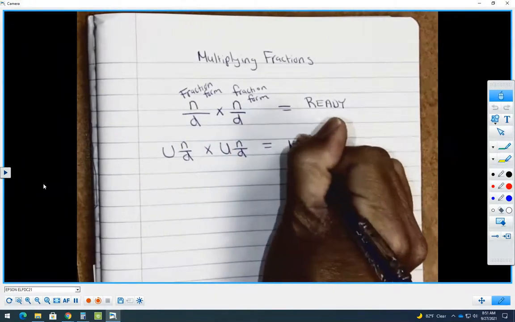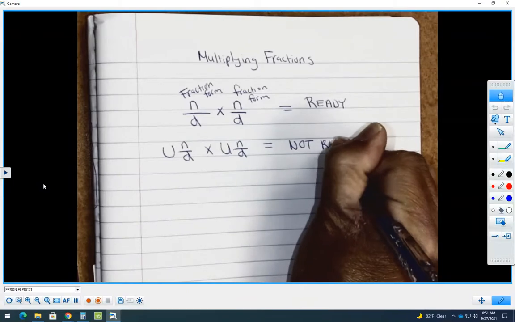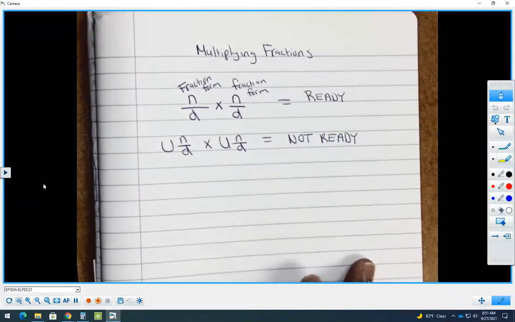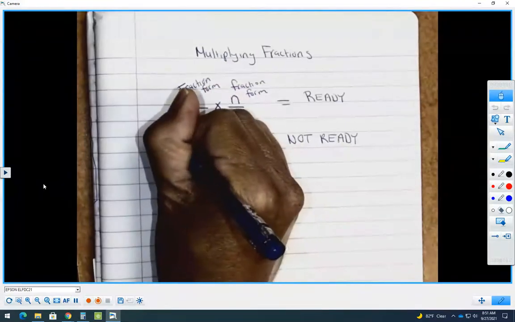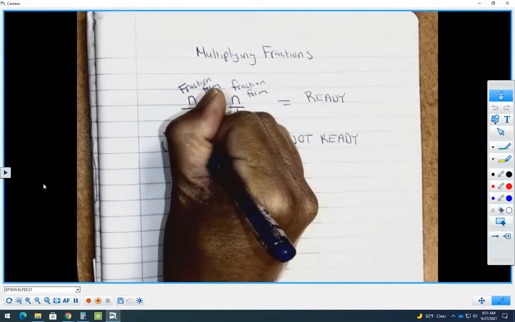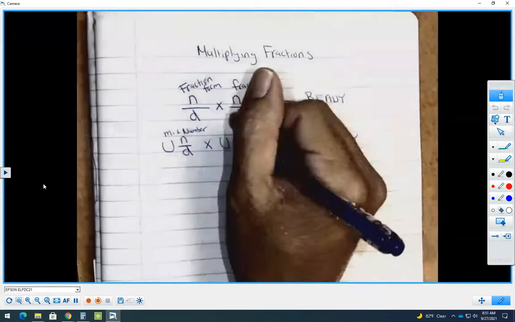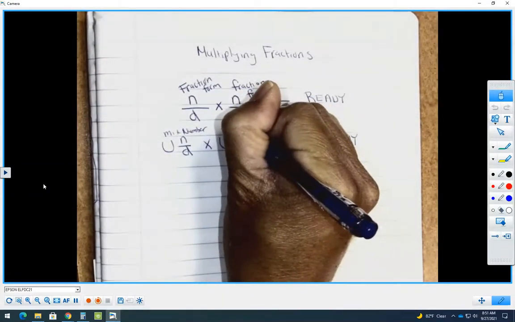This one is not ready. Why? Because this guy is a mixed number, it's not in fraction form. This is a mixed number. You see that U? What do you think the U represents? Yeah, it's a whole, it's units. Very good.